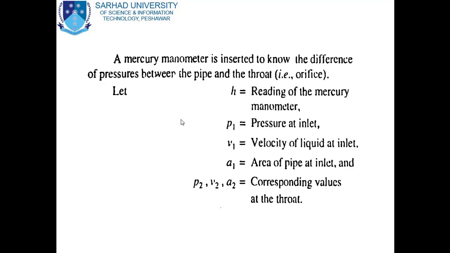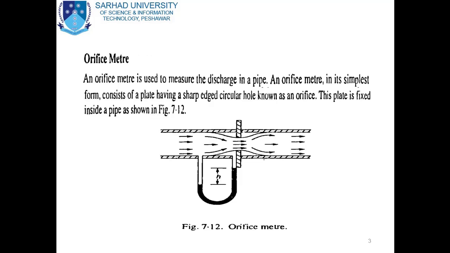A mercury manometer is inserted to know the difference of pressure between the pipe and the throat, that is the orifice. So this is the differential manometer which is inserted in order to find the difference of pressure between the pipe and the throat. This is the pipe and this is the throat. This orifice is known as the throat of the orifice meter.